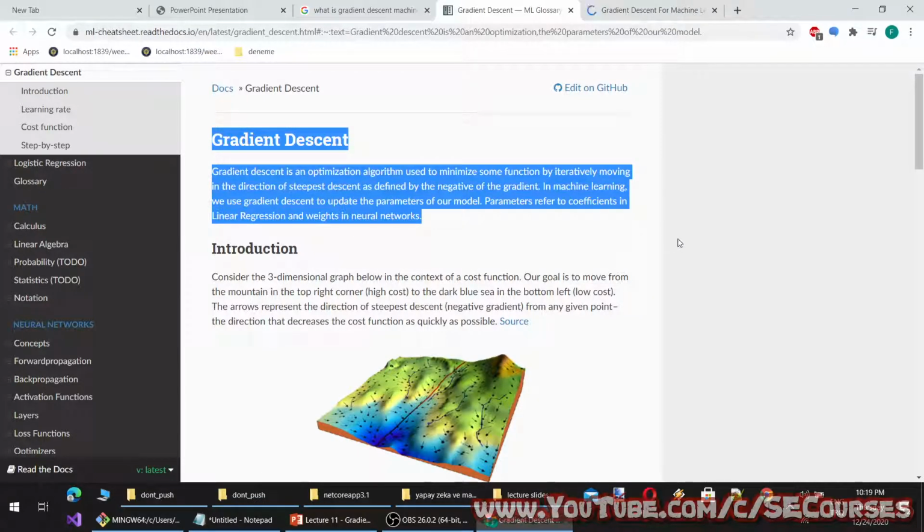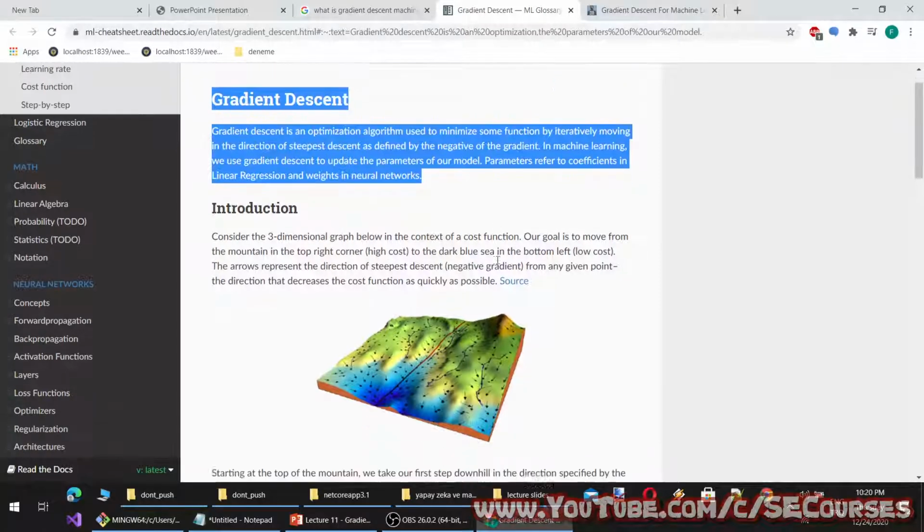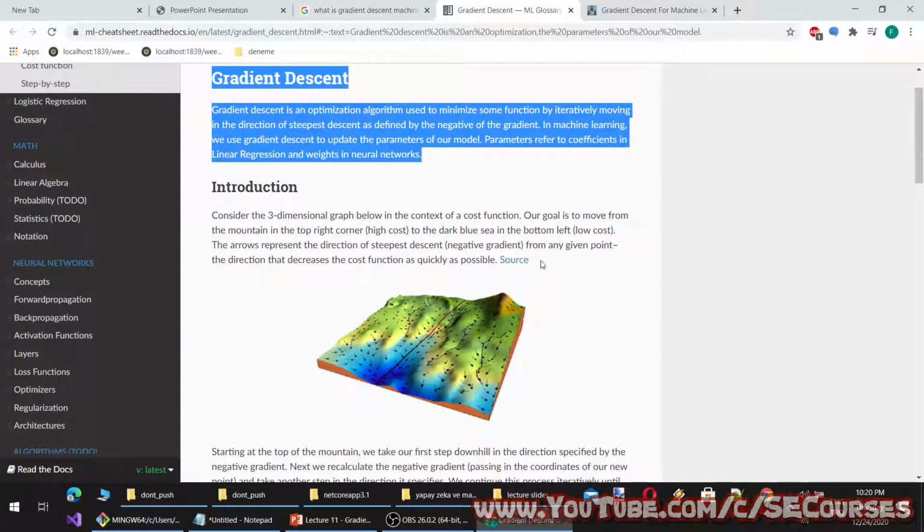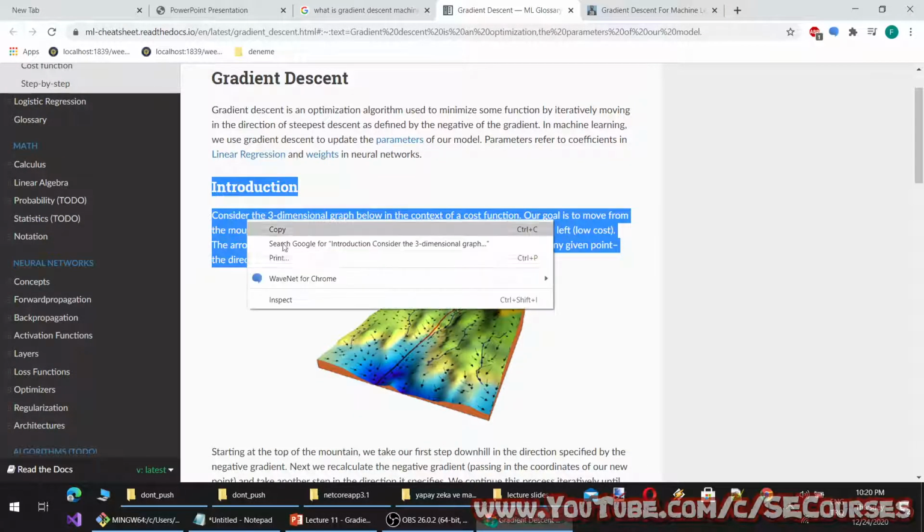Gradient descent is an optimization algorithm used to minimize some function by iteratively moving in the direction of steepest descent as defined by the negative of the gradient. In machine learning, we use gradient descent to update the parameters of our model. Parameters refer to coefficients in linear regression and weights in neural networks.